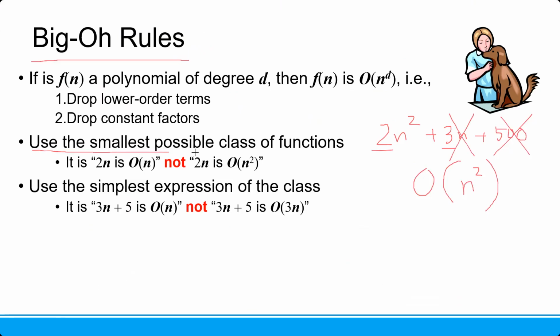So use the smallest possible class of function. 2n is O(n), not 2n is O(n power of 2). So this is not correct. Use the simplest expression of the class. 3n plus 5 is O(n), so 3n plus 5 is not O(3n). So there is no O(3n), so the function will be only the simple function.